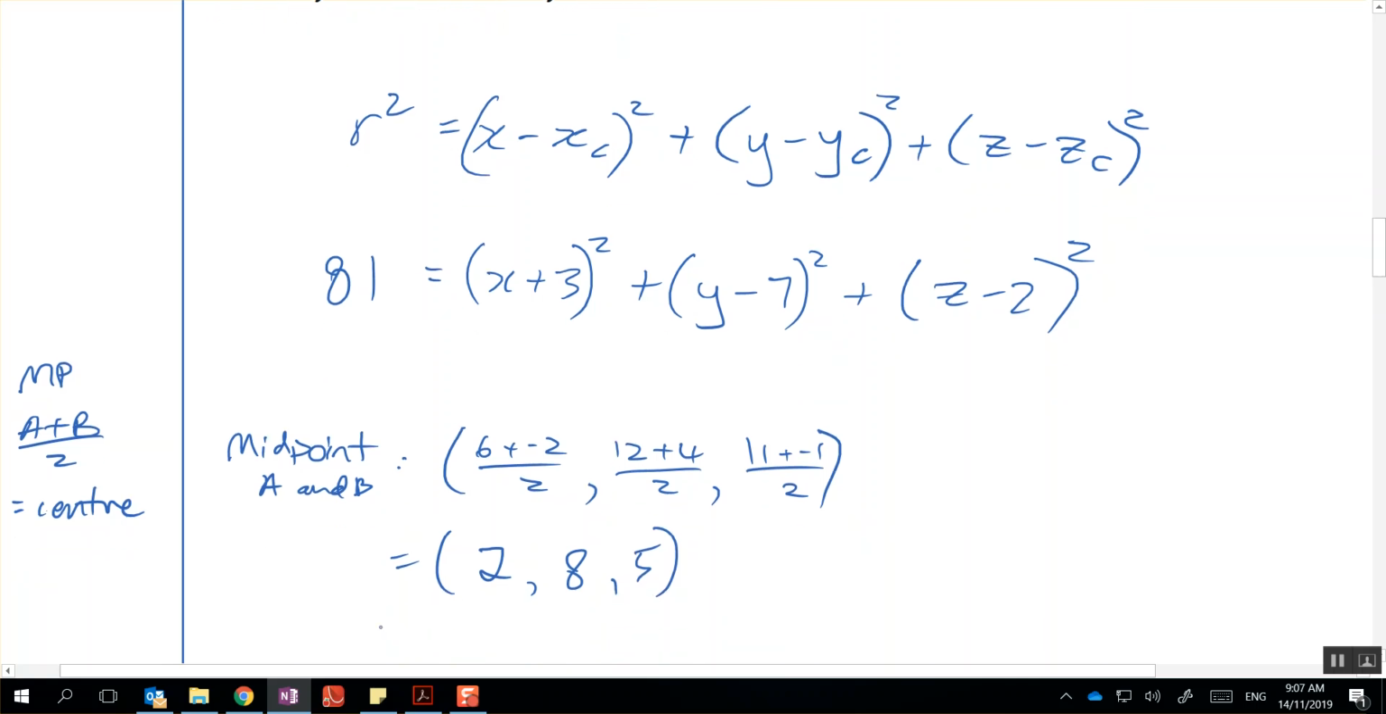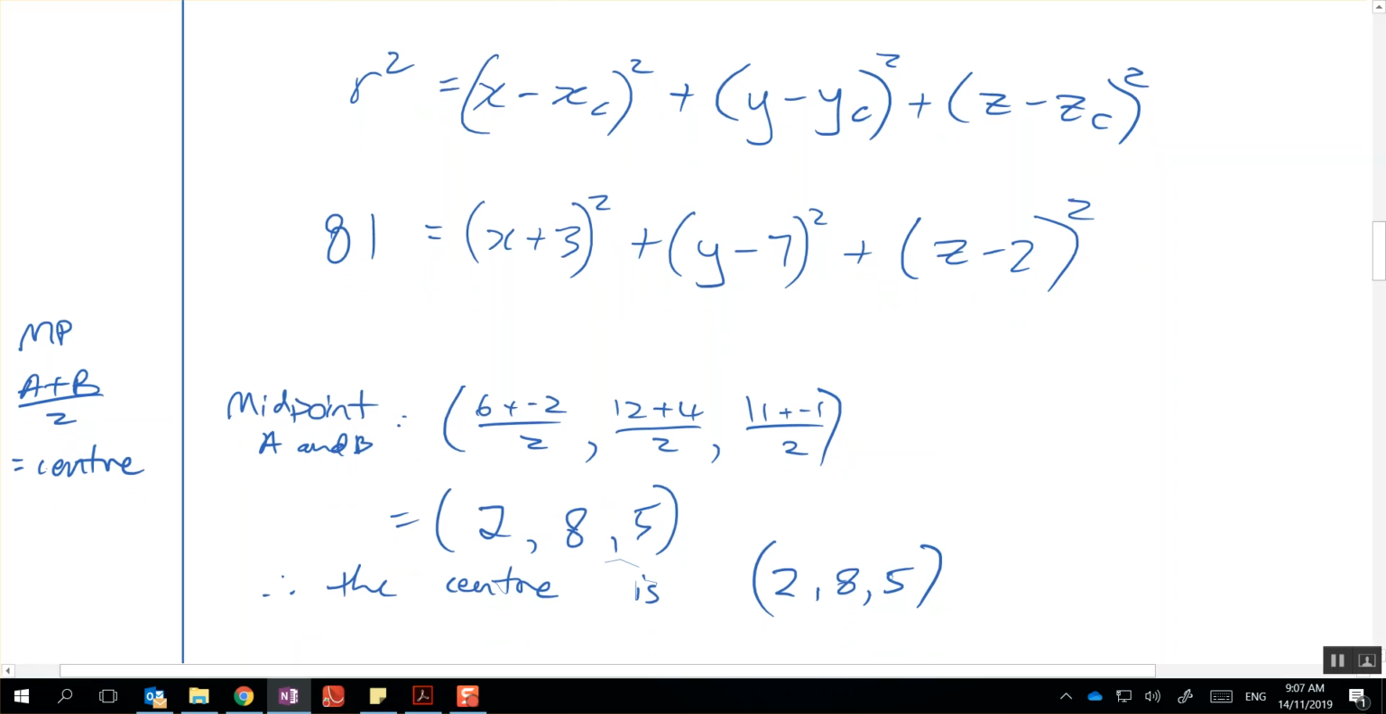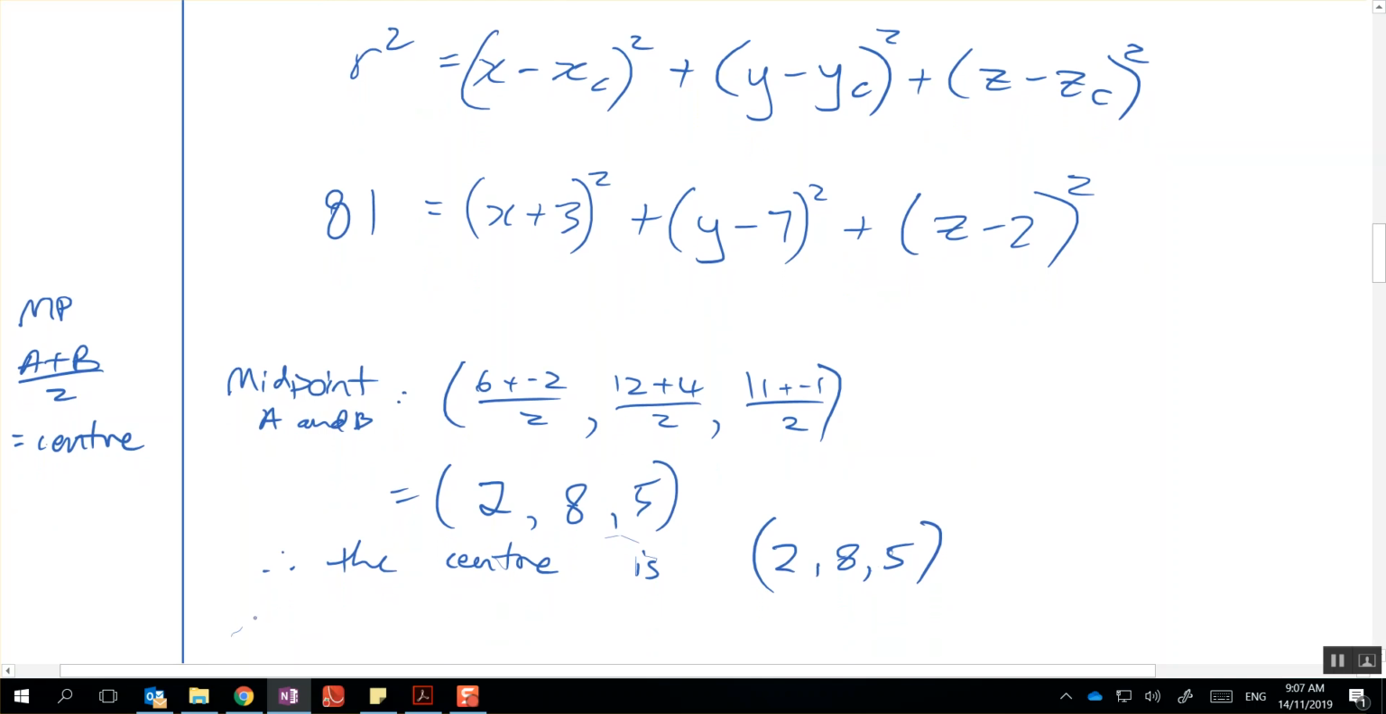So the center, therefore, is (2, 8, 5). So we've got the center, and we also need the distance. Why do we need the distance? Distance will give us the radius.